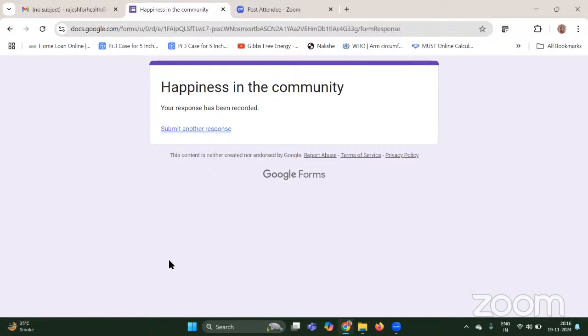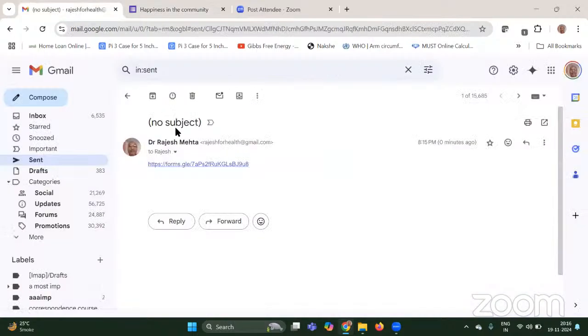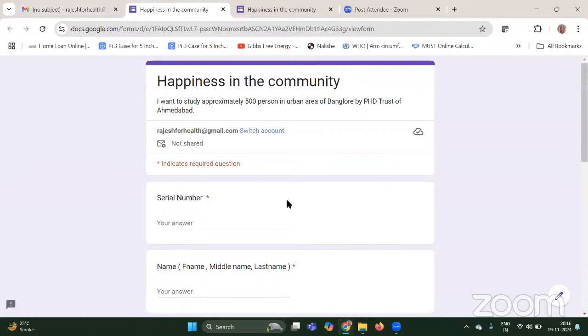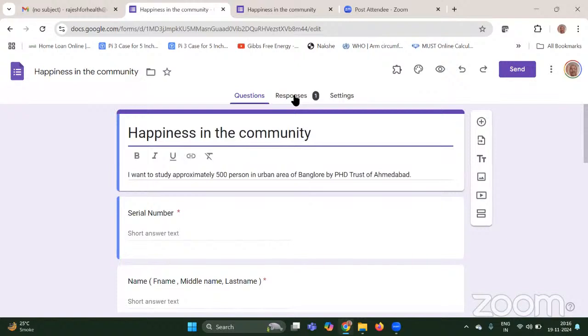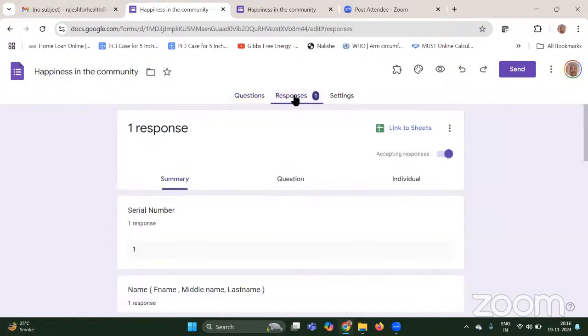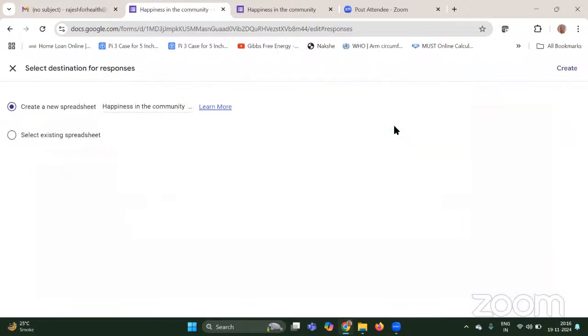Now, all the submitted things you will be able to see because you have editor rights. You will see the pen like this. Can you see this pen? If you press this, you will be able to see the responses. 100 responses, 200, all responses you will be able to see. And in the form of Google Sheet, you will have Google Sheet data. Create a new one.